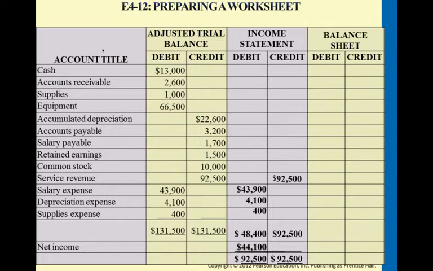So in other words, when you look at a worksheet, even though you don't see the dollar amounts of revenues and expenses, if you see a dollar amount at the end below the last row, that basically represents net income. If you see a dollar amount here, that represents net loss.